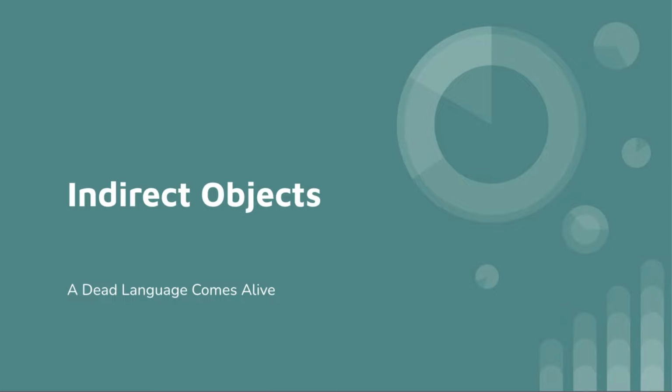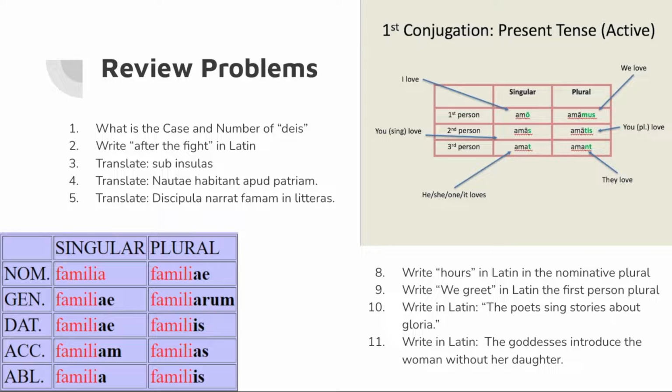So let's continue. To review problems, what is the case and number of "dies"? If you look at the chart on the bottom, you can see that it ends with -is. What else ends with -is? Familiis both end in -is in the dative plural and the ablative plural. Thus, the case and number is either dative plural or ablative plural.